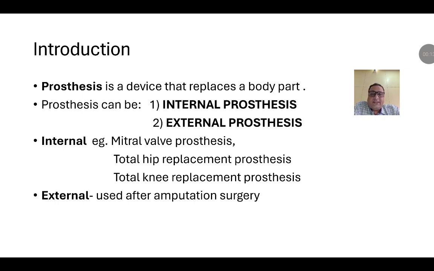A prosthesis is a device that replaces the body part. Prosthesis can be internal prosthesis or external prosthesis. Internal prosthesis, for example, we have mitral valve prosthesis, total hip replacement prosthesis, total knee replacement prosthesis. External prosthesis, they are used after the amputation surgery.